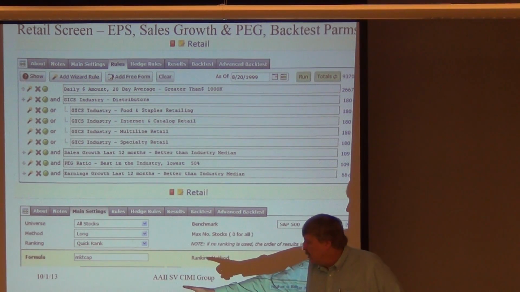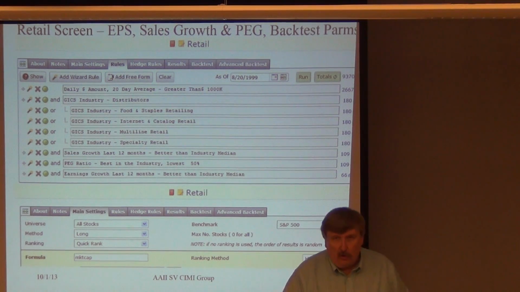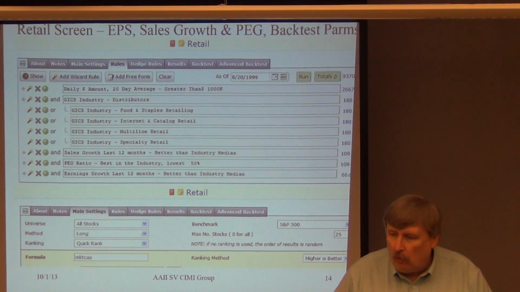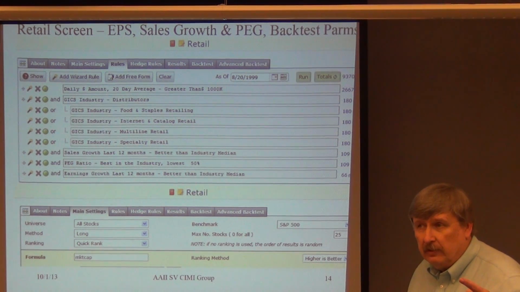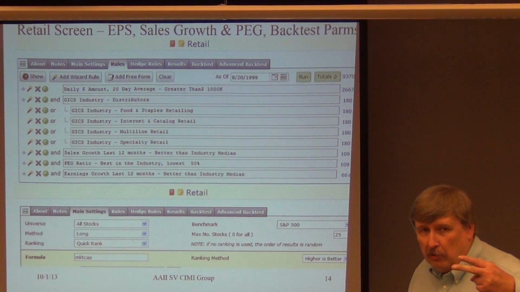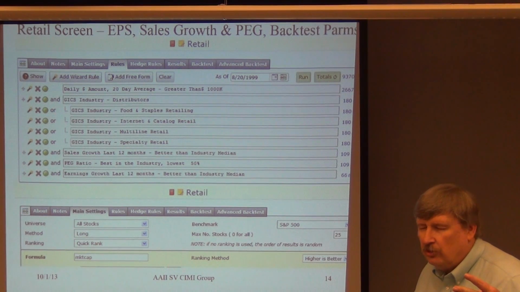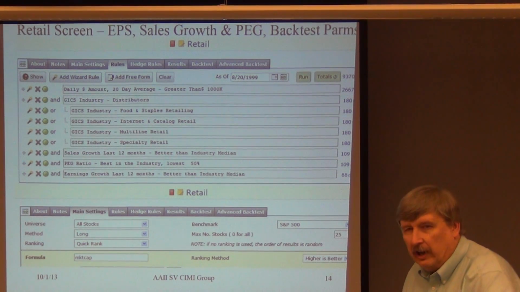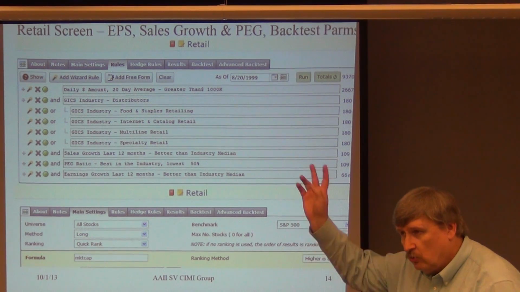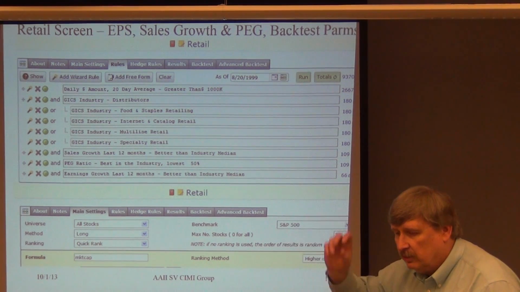And a market cap sort. It's a very simple screen: sales growth in the top half of the industry, earnings per share growth rate in the top half of the industry, and PEG ratio in the lower half of the industry. Sort that by market cap and take the top 25.